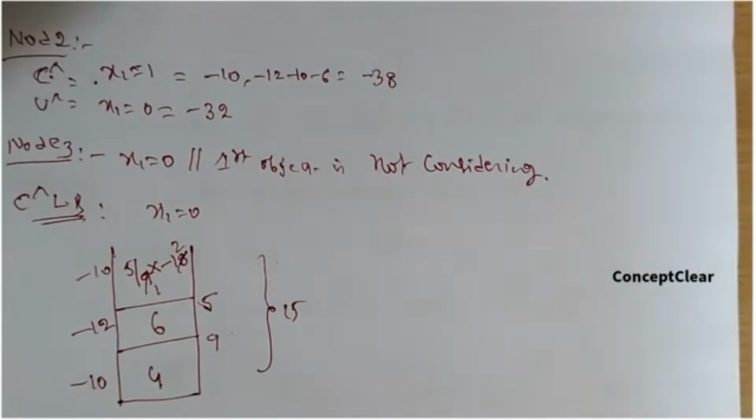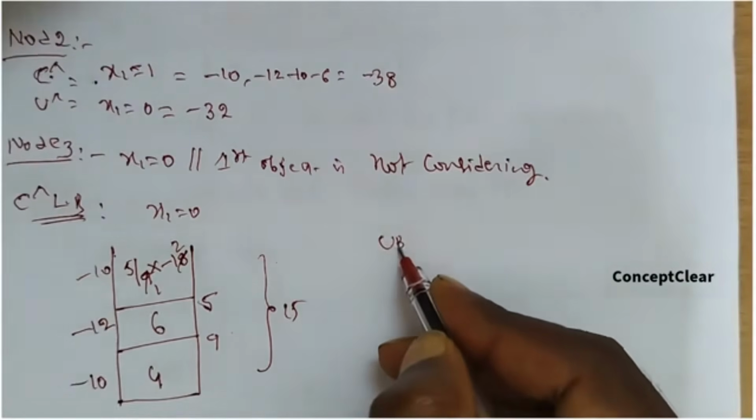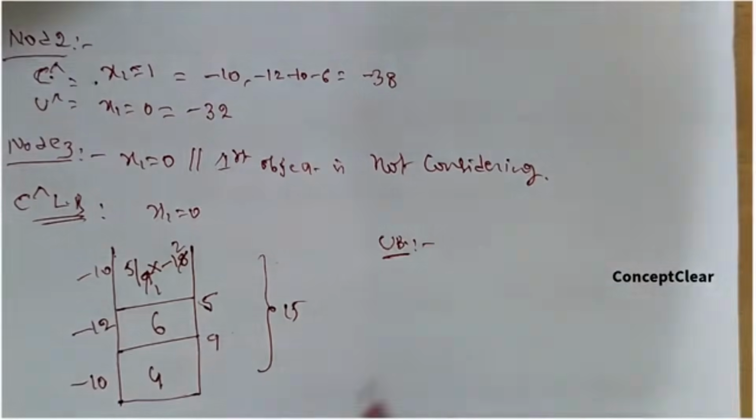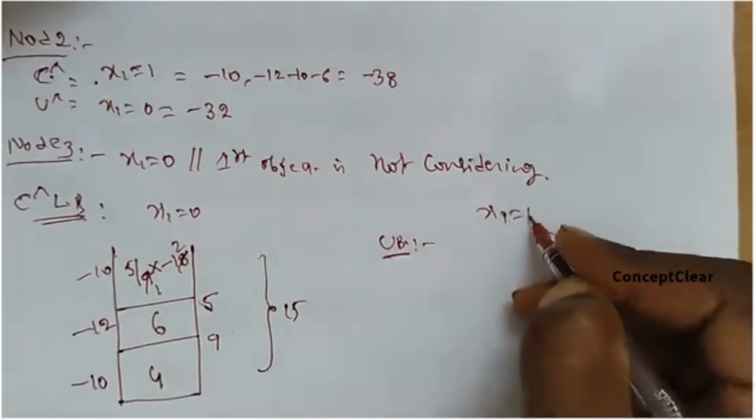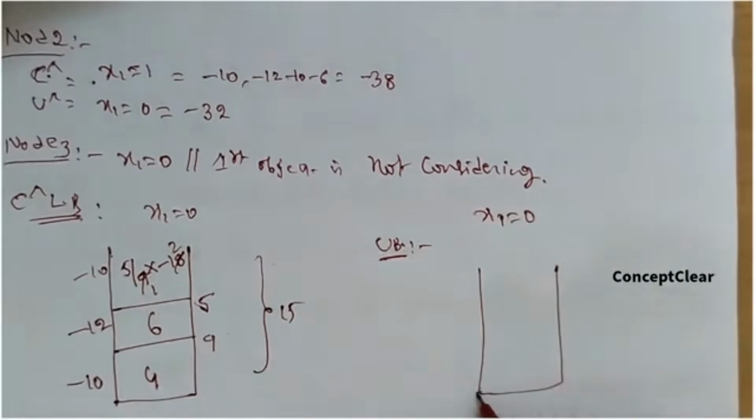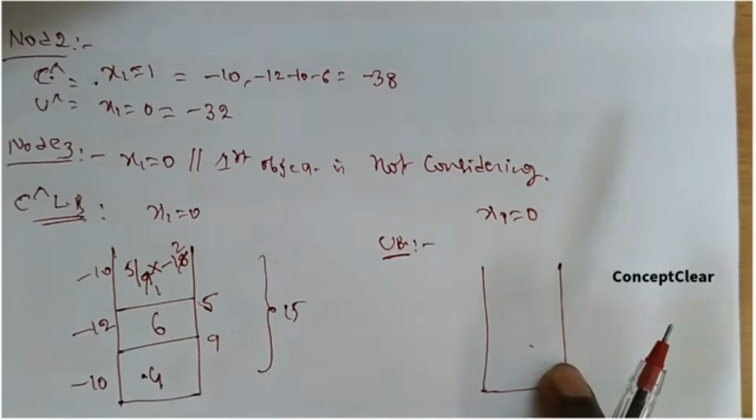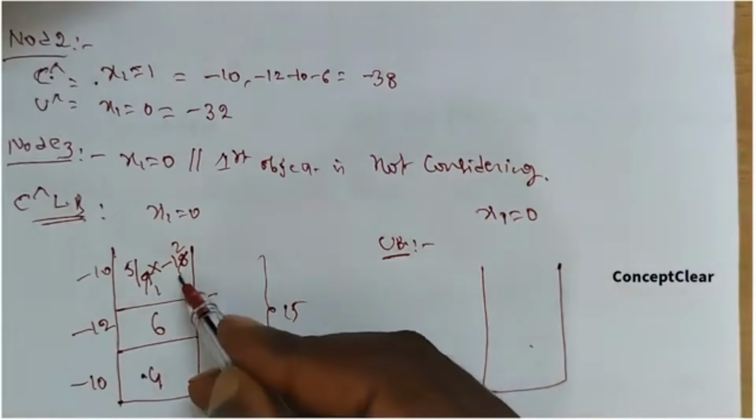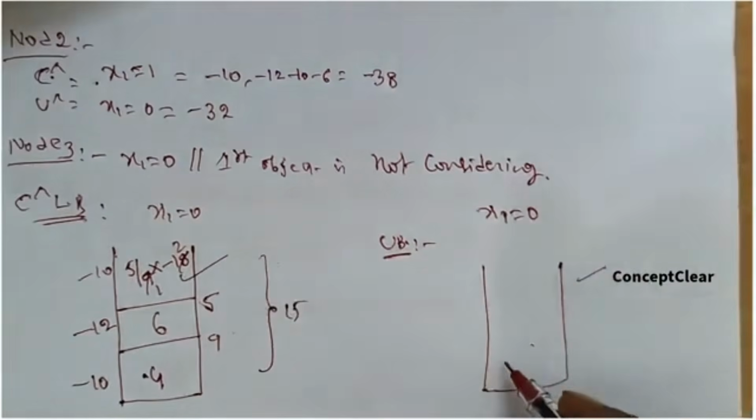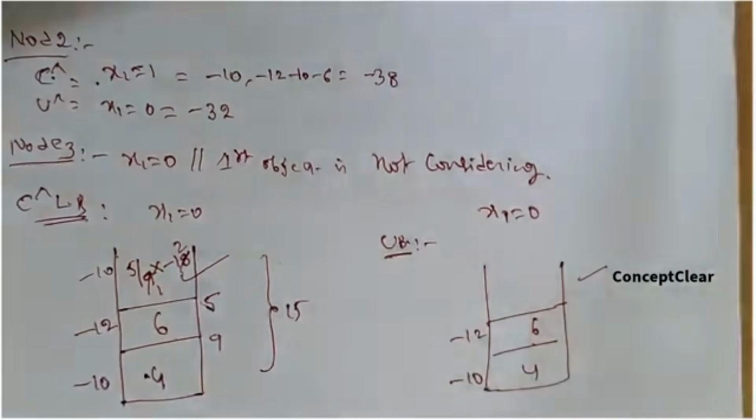And the upper bound value for node 3. Here also x1 is not equal to 1, x1 equals 0. What is the difference between the lower bound value and the upper bound value? The same will appear here, but the difference is that fraction values are allowed in one and not allowed here. So what is the profit? 4, minus 10. Here 6, minus 12. And the remaining is not possible.